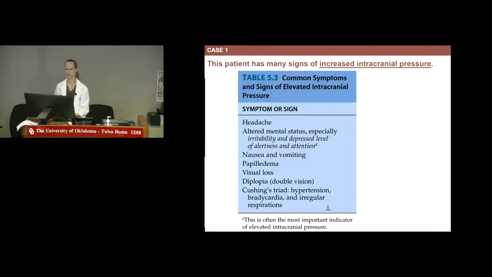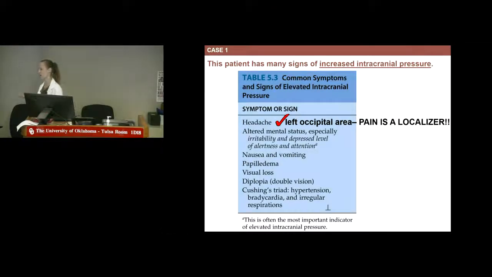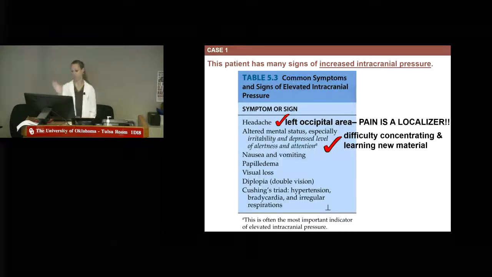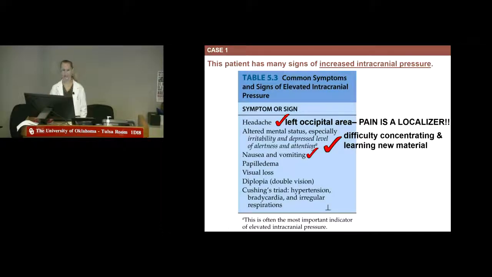All right, so this patient actually has a bunch of signs of increased intracranial pressure. Big one is headache, but normally a headache caused by a mass inside your head? No. Most of the time, it's not a tumor. But he's got headache in his left occipital area. So again, pain is a localizer. He does have altered mental status. His teachers are saying he's having trouble learning at school, more so than is normal. He did have nausea and vomiting. He also had the papilledema.